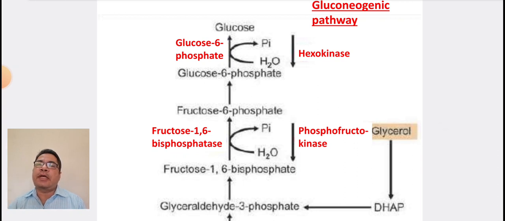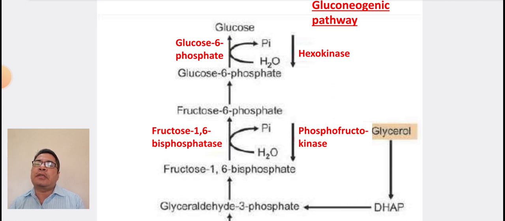In this diagram, we can see the glucogenic pathway, which starts from the bottom. In glycolysis earlier, glucose 6-phosphate was formed from glucose in the presence of the enzyme hexokinase, but now in the glucogenic pathway it converts the opposite reaction with the help of the enzyme glucose 6-phosphatase.